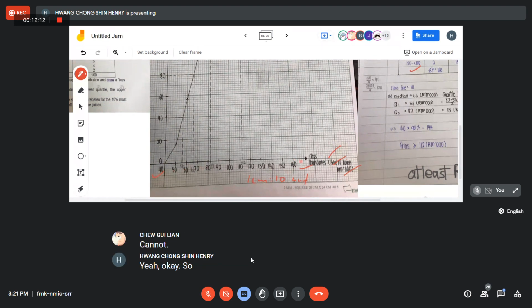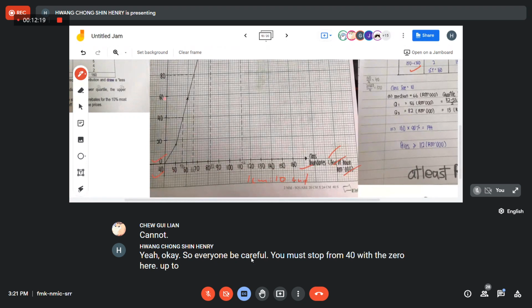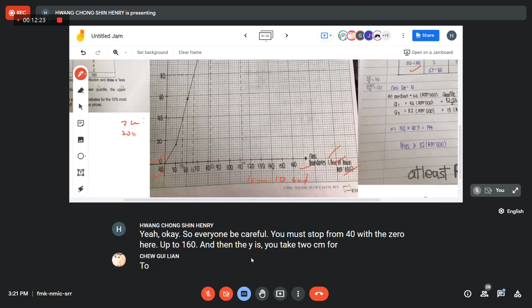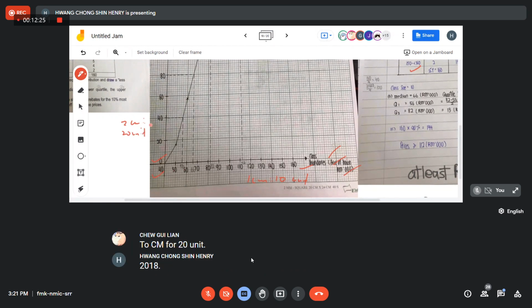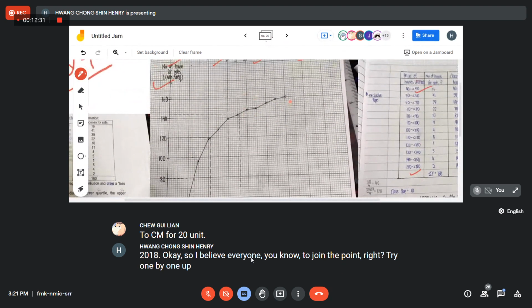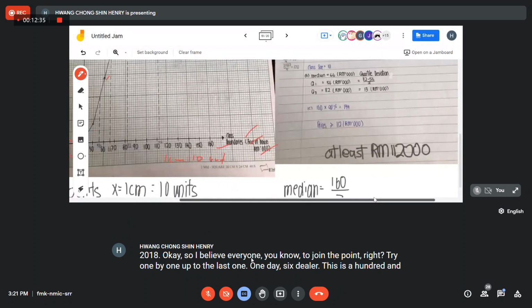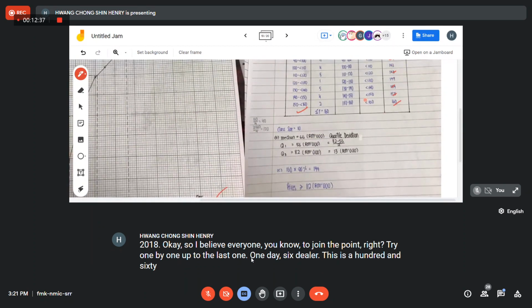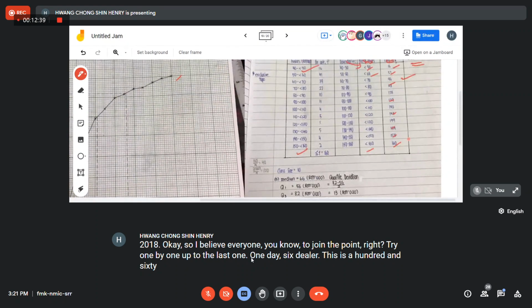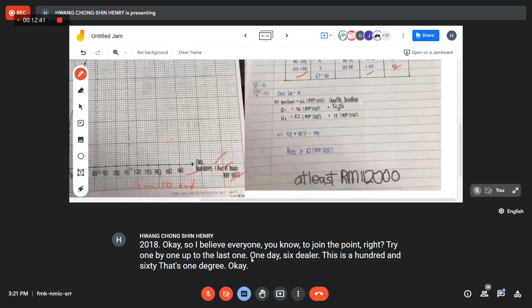So everyone, be careful. You must start from 40 with the 0 here, up to 160. And then the y-axis, you take 2 cm for 20 units. Okay, so I believe everyone, you know how to join the points, right? Join one by one up to the last one, 160. And this is 160 plus boundary.